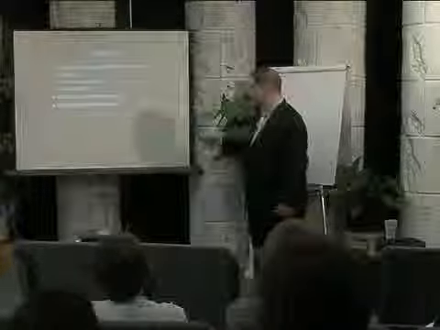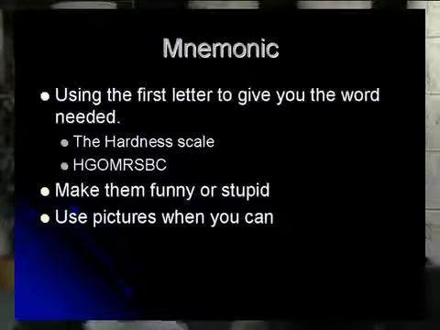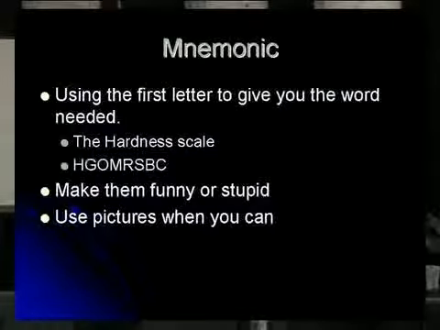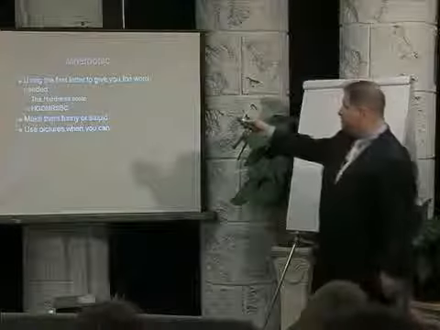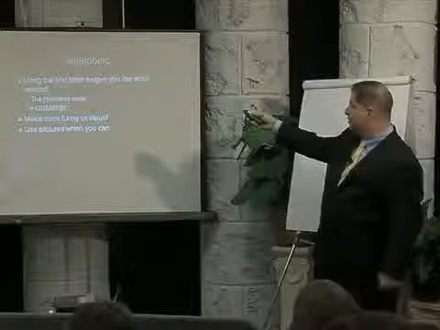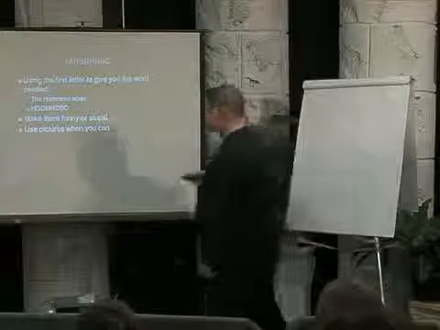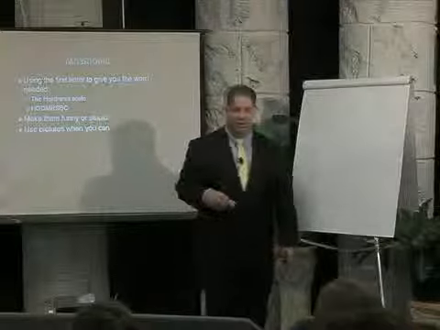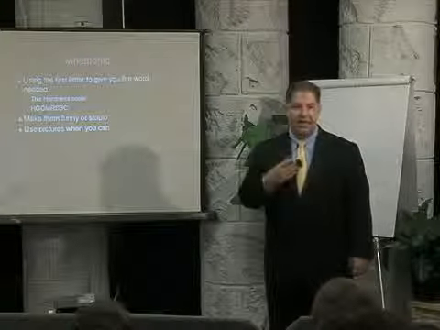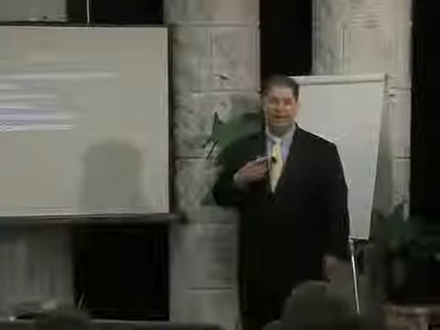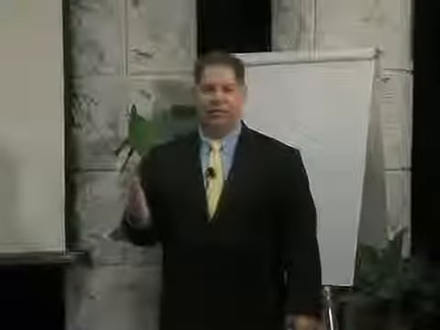Mnemonics. A mnemonic is just using the first letter to create some jogger that will help you remember whatever it is you're trying to remember. It's just giving the first letter to give you the word that you need. When I was in school, I had to learn a thing called the hardness scale. To me, the hardness scale was: Texas girls can flirt and other queer things can do.